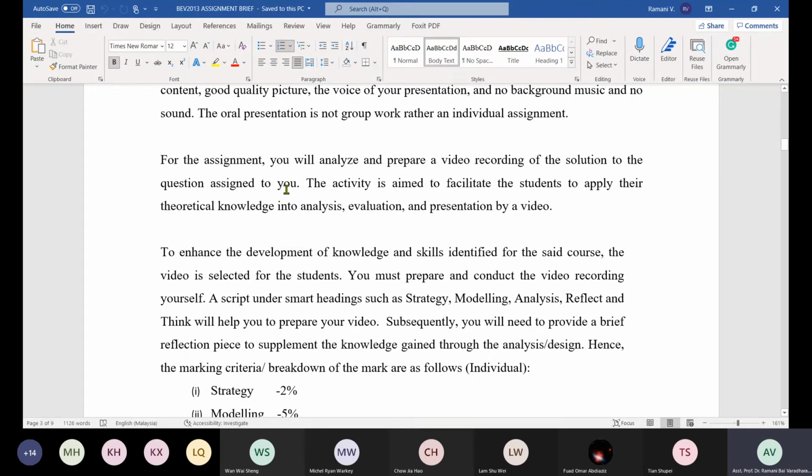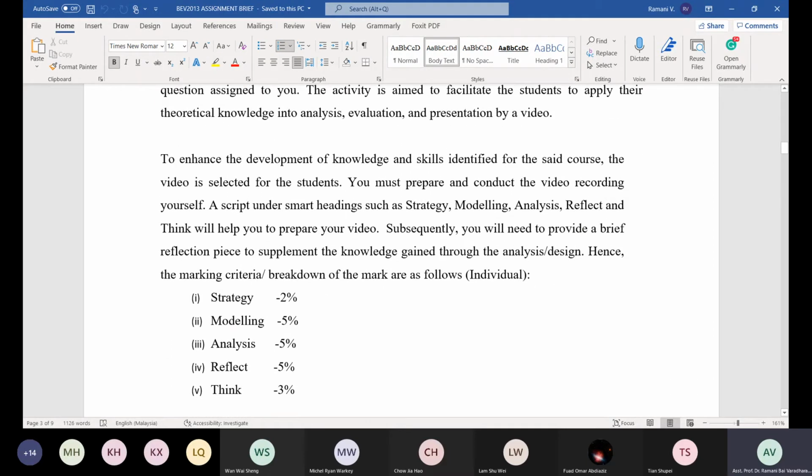The solution of the question assigned to you. The activities aim to facilitate the students to apply their theoretical knowledge into analysis, evaluation, and presentation by a video. It's just reinforcing your knowledge and skills obtained. That's why I see the repeating. You already did it in test 1 and also in test 2. The third type of assessment is for you to make the video. To enhance the development of knowledge and the skills identified for the course, the video is selected for the students.